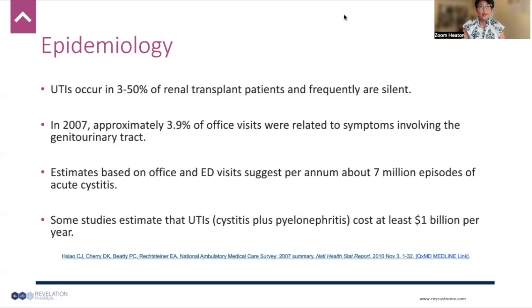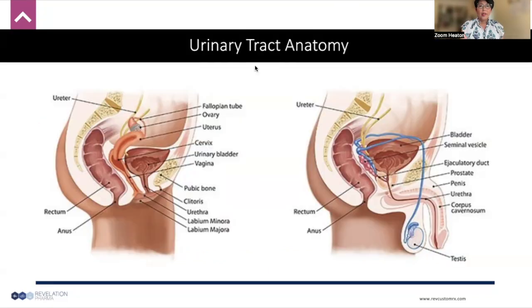In 2007, approximately 3.9% of office visits were related to symptoms involving the genitourinary tract, and estimates based on office and emergency room visits suggest per annum about 7 million episodes of acute cystitis. And some studies estimate that UTIs, which is cystitis plus pyelonephritis, cost at least $1 billion per year. Okay, so now let's quickly review the urinary tract anatomy.